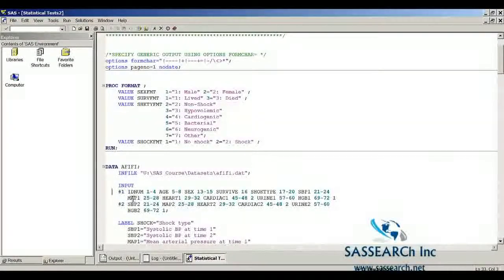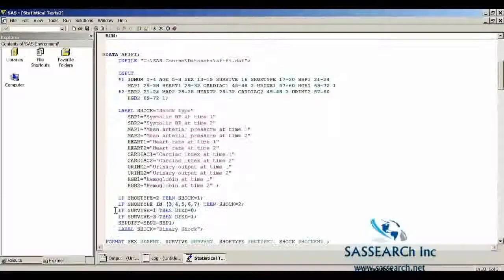And we're reading in the ID number, the age of each patient, gender, their survival status, what type of shock they experienced, their systolic blood pressure at time 1, their mean arterial pressure at time 1, their heart rate at time 1, a cardiac index at time 1, their urinary output at time 1, and their hemoglobin at time 1. And from the second line per observation, we're reading in the time 2 measurements.